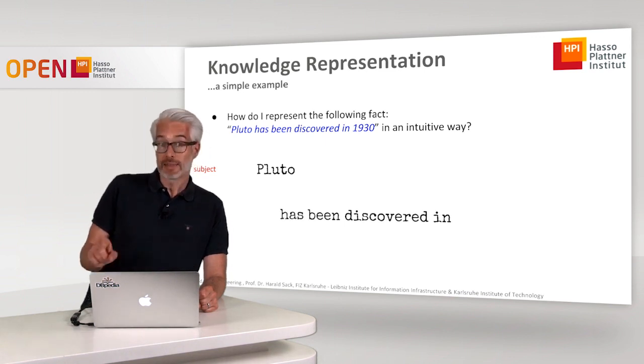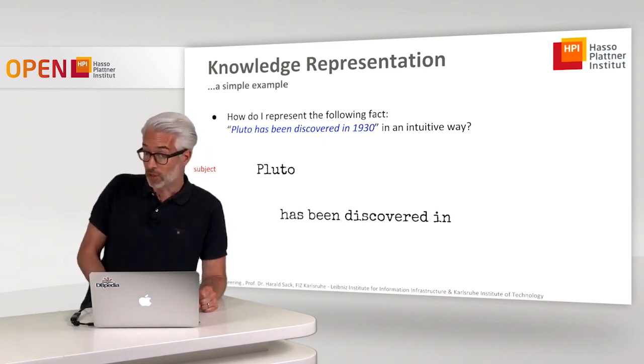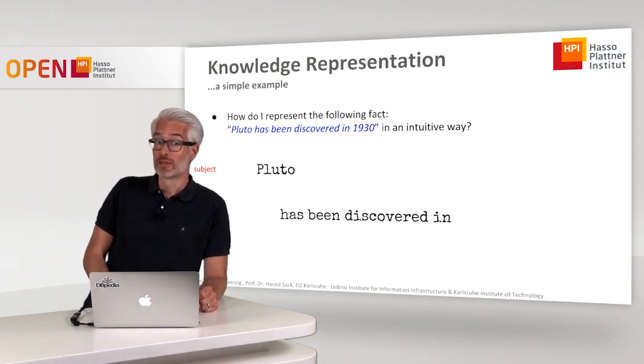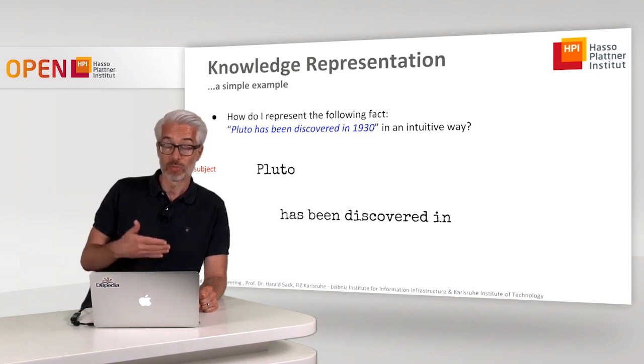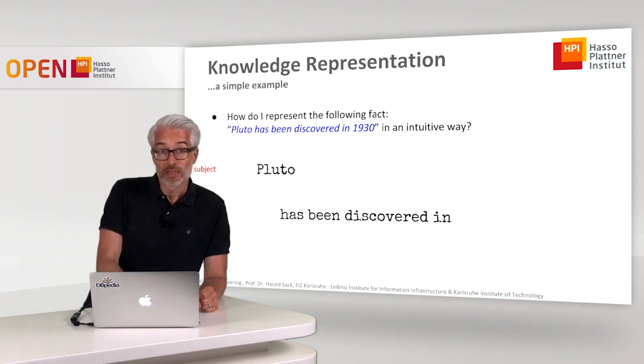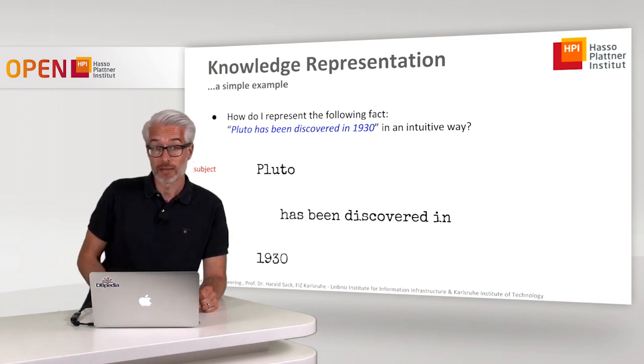Then we say, this subject has a specific attribute, property, or predicate. So the sentence: subject, predicate, object. So here we have the predicate, has been discovered in. So this is something like a property or an attribute which could be mapped to the subject Pluto. Now the question is, we need a value. So when has it been discovered? In 1930, this would be the object of our sentence.